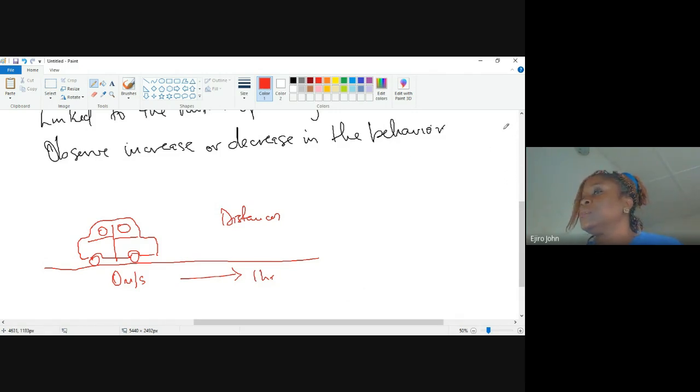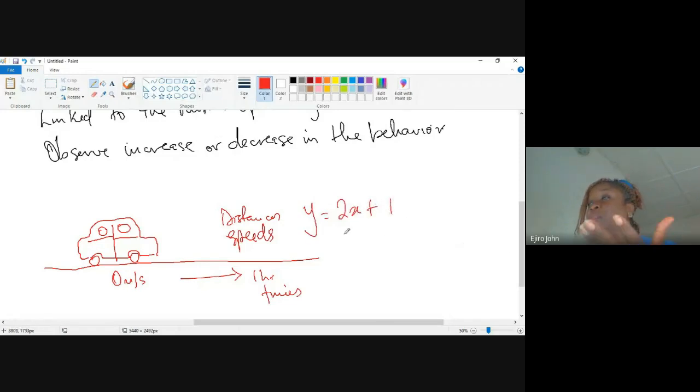So I told us, for instance, we have a vehicle moving at various speeds, at various times and distances. We can decide to represent the motion of this object as y equal to 2x plus 1. We can decide maybe this is how the object is moving.